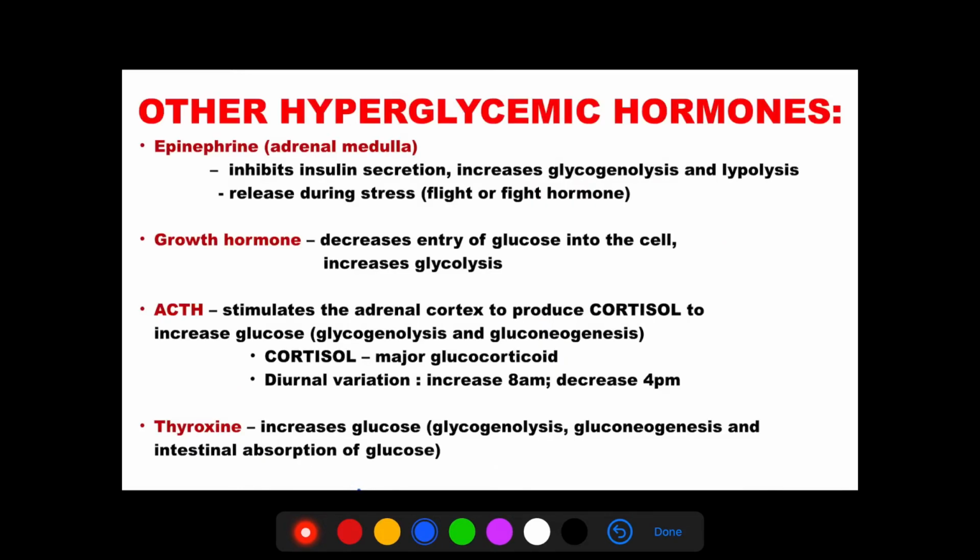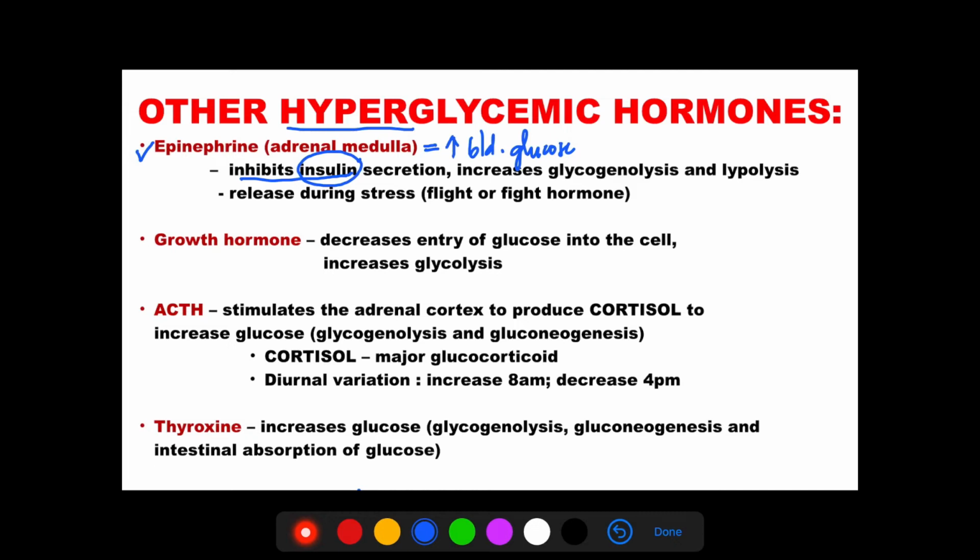Aside from glucagon, we also have other hyperglycemic hormones. So number one, we have epinephrine. So this is produced from the adrenal medulla. So the epinephrine inhibits insulin secretion. So this one, the insulin lowers the blood glucose level. So when it is inhibited by the epinephrine, of course, this will result to increase blood glucose level. That's why your epinephrine is a hyperglycemic hormone.